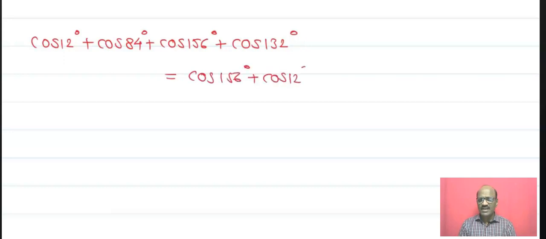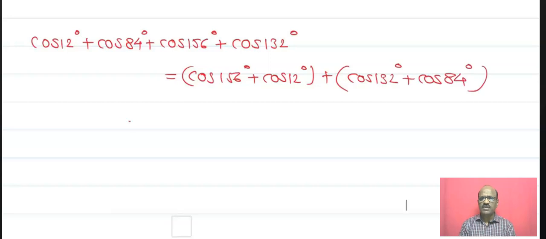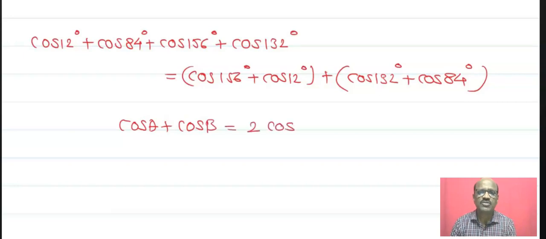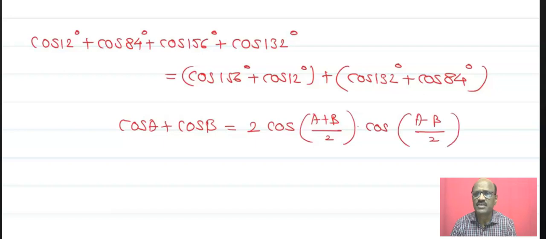Now we collect the terms, that is cos of 156 degree plus cos of 12 degree plus cos of 132 degree plus cos of 84 degree. Now here we will apply the formula cos of A plus cos of B equals 2 times cos of (A plus B) upon 2 into cos of (A minus B) upon 2.